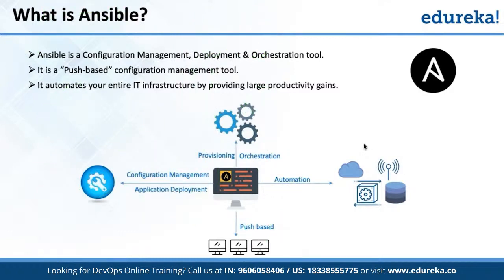To communicate between this master and slave node, Ansible uses SSH, the public-private key sharing. So we establish authentication using SSH. That is how Ansible works, guys. So this was in brief about Ansible architecture: what it is and how it communicates between master and slave node.